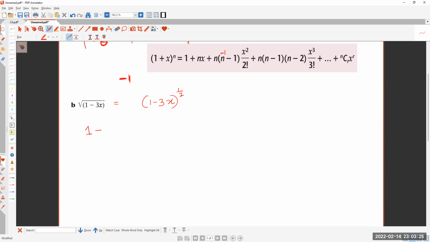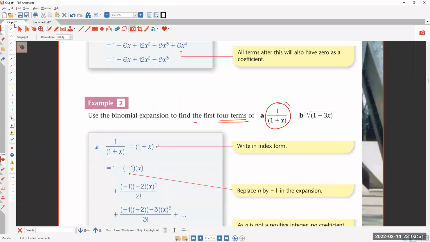1 as usual. Then n. What is n? Half. And what is x? Minus 3x. Okay. Then again plus n minus 1, that's going to be half minus 1 into x square, that is going to be minus 3x. It's getting complicated. All the letters have to be as it is, and you need a calculator in front of you. How many terms did they say? 4 terms here as well. 4 terms it is. Okay, 4 terms.